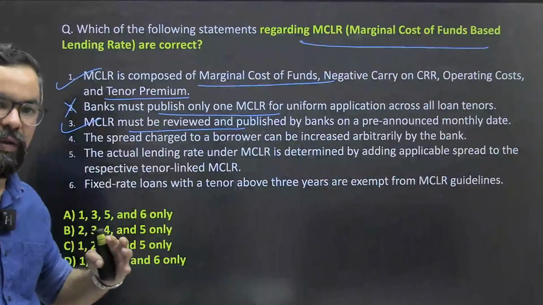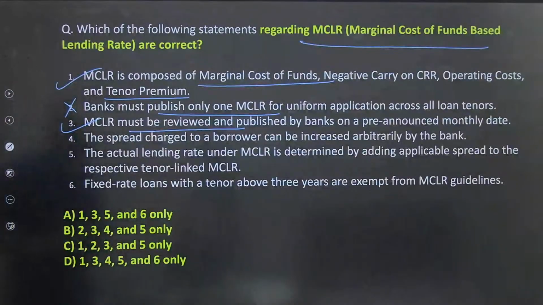The spread charge is like MCLR plus, let's say 2.5% or 1.75% and all, ठीक है? The spread charged to a borrower can be increased arbitrarily by the bank, ठीक है? This can be done by the bank arbitrarily. Spread charge can be arbitrarily increased by the bank, anyone?